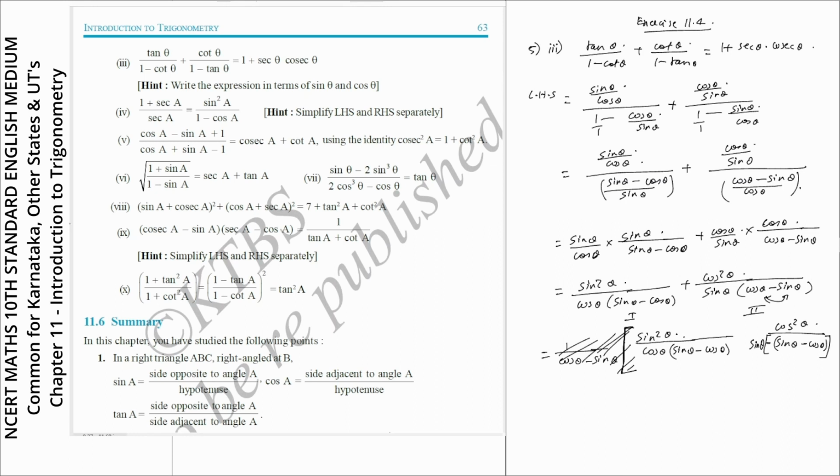So like this I'll write. Okay, this is plus. Now again I can rearrange. I can write as sin square theta by cos theta into sin theta minus cos theta. Now here my minus I have taken outside, so this minus I can write here, plus into minus I'll get minus here. So cos square theta by I'll get sin theta into sin theta minus cos theta.